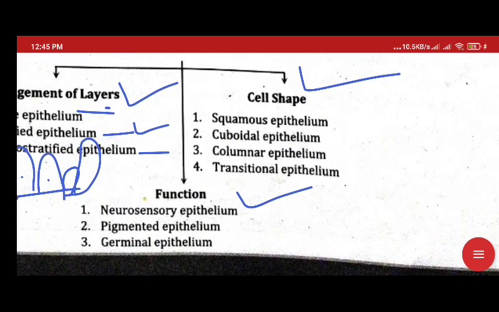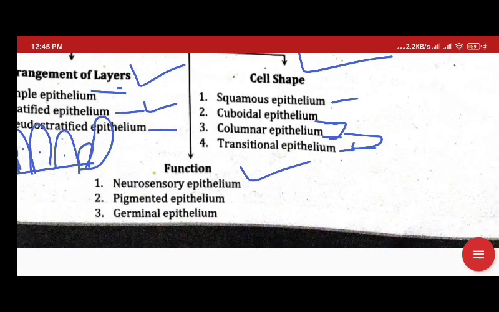Also in cell shape, squamous is like tiles or flat. Cuboidal is cube-like on the top. Columnar epithelium is column type or cylinder type. And transitional epithelium is a mixture of both epithelia, mixed in transitional epithelium.